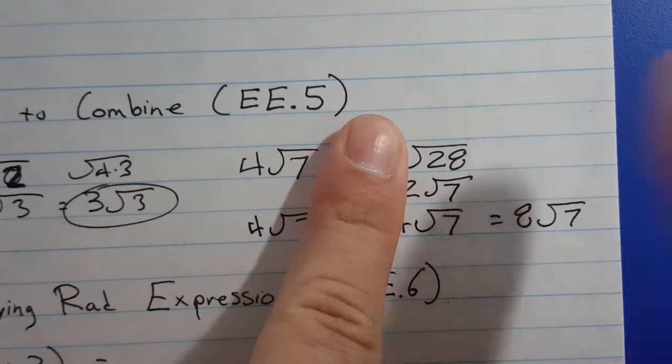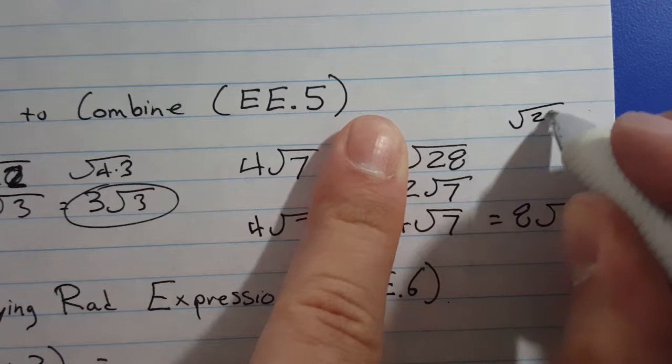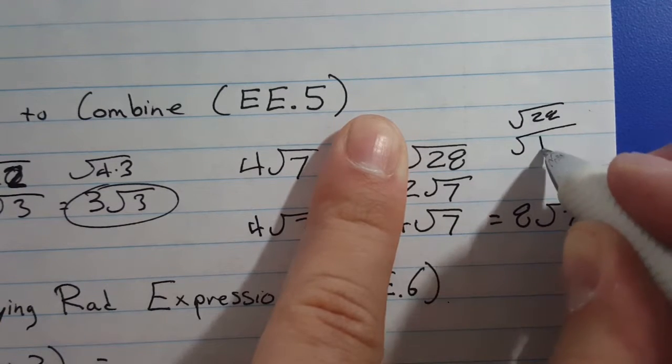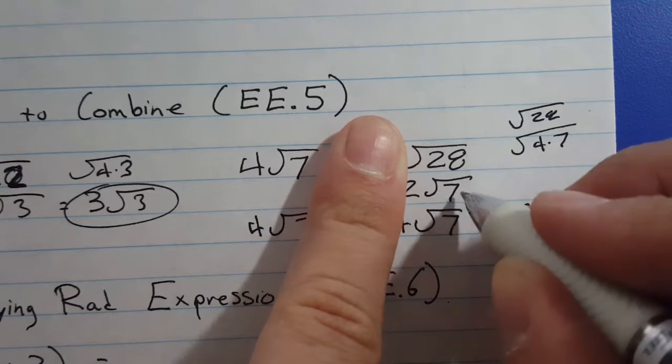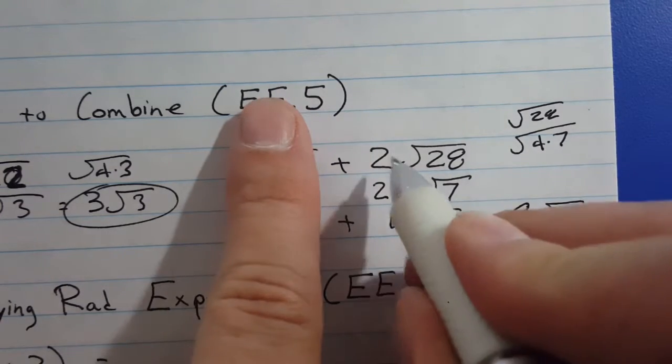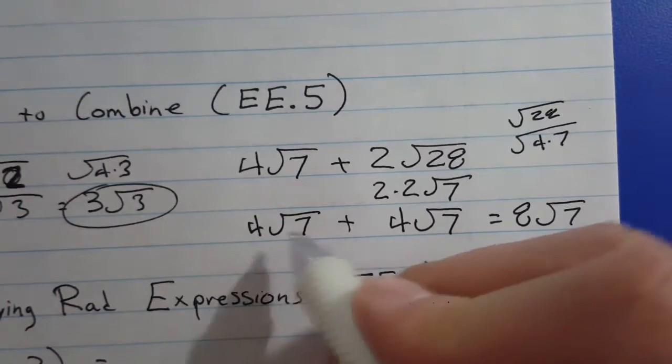Again, use the chart. Okay, if I didn't have the chart, what would I do? Well, square root of 28, I could rewrite that as 4 times 7. Square root of 4 is 2. 7 has to stay since it's not perfect. I had 2 of them, and I've got 2 more, so 2 times 2 is 4. 4 plus 4 is 8.